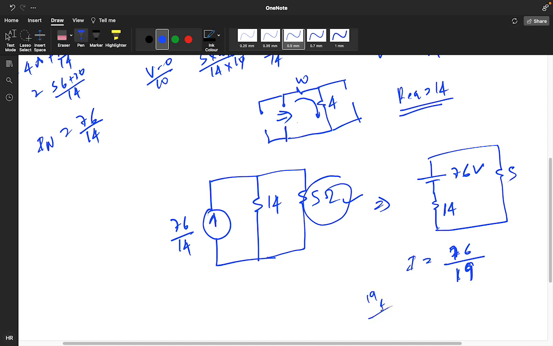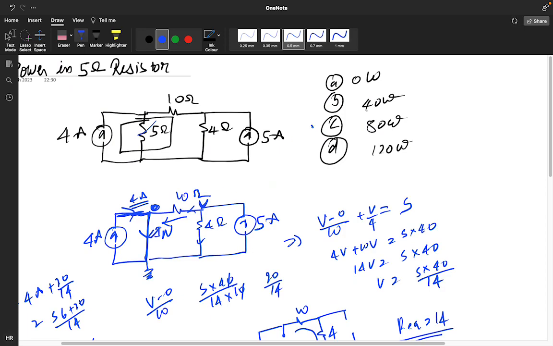19 into 4 is how much? 76. So this current is flowing as 4 ampere. So what will be the power? Power is equal to I square into R. So 4 square into 5. So 16 into 5, that is 80 watt. So you will get 80 watt as the answer.